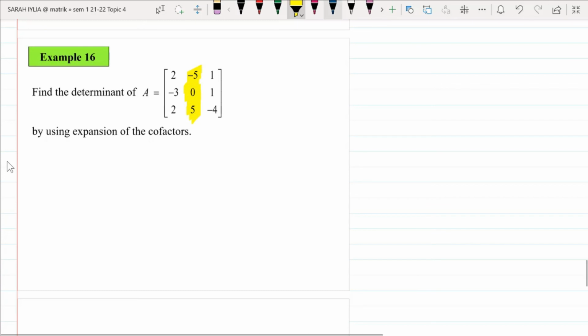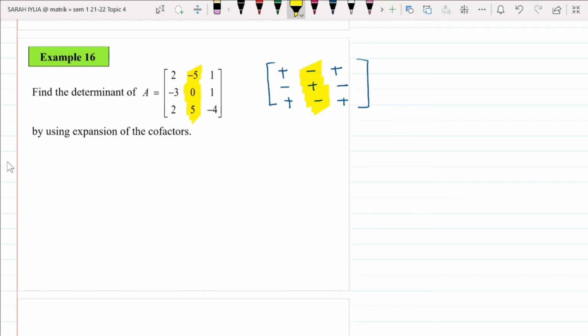Itu yang kita nak. So, jangan lupa sign untuk cofactor. So, plus minus plus, minus plus minus, plus minus plus. Because it's second column, so saya highlight the second column. Okay, kita start expand. So, determinant of A equal to, start dengan sign kita. So, sign yang pertama, negative. So, dia akan jadi negative. And then times with our first entry. So, negative 5.